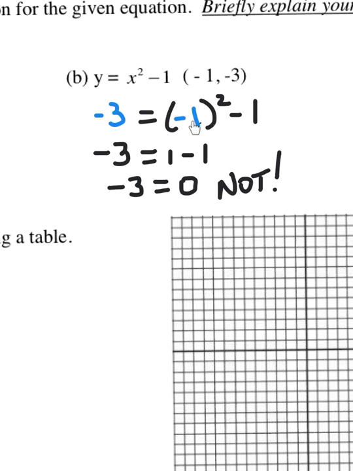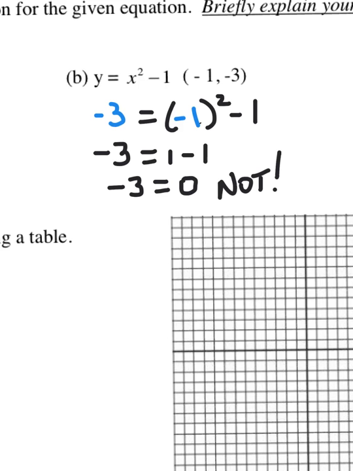If you put this negative 1 in without the parentheses and you square it, you're going to get negative 1, and that is not the correct answer, because a negative 1 times a negative 1 is a positive 1, not a negative 1. So what we end up with is that negative 3 is equal to 1 minus 1, or negative 3 equals 0. And we know that negative 3 does not equal 0. Those are not the same numbers. So in this case, this point, negative 1, negative 3, is not on my graph, and it is not a solution.